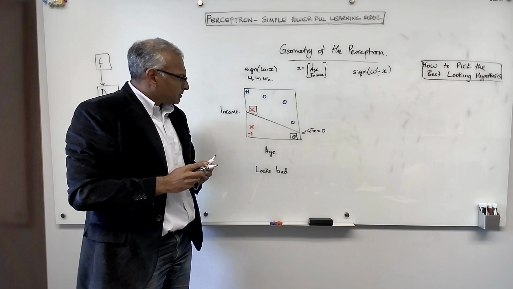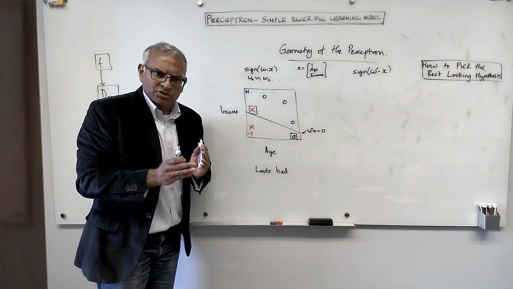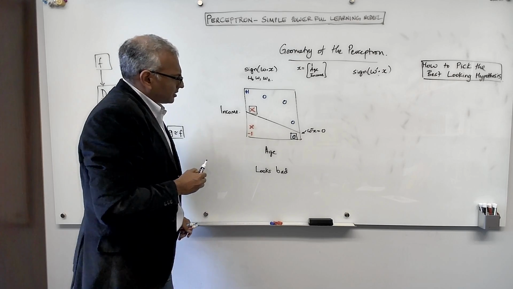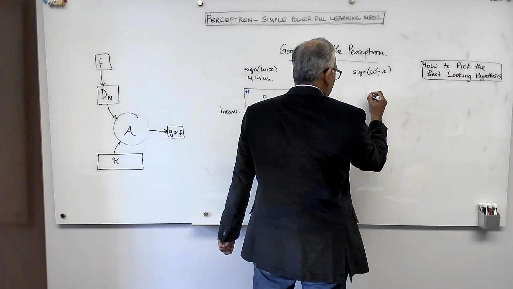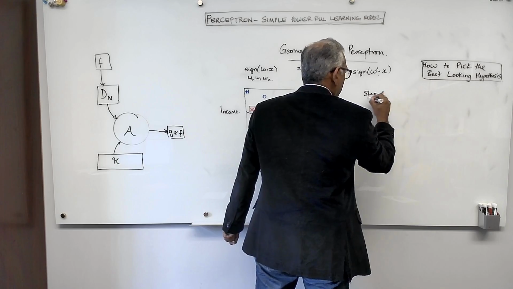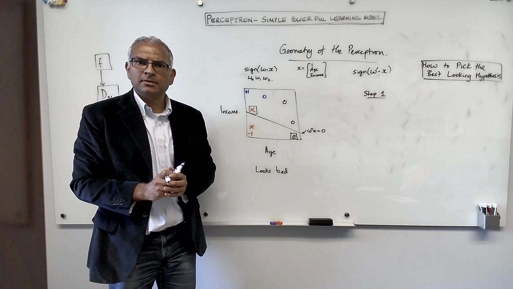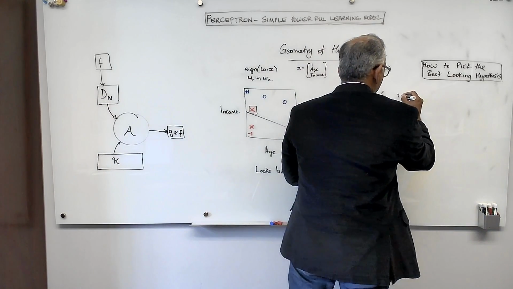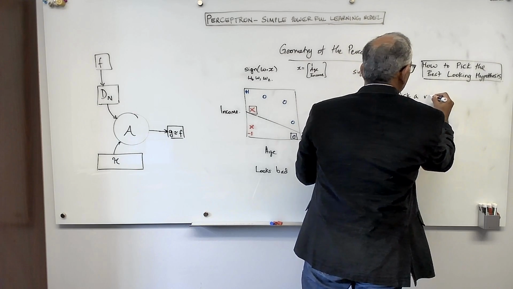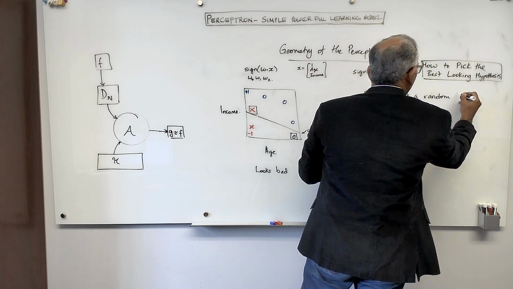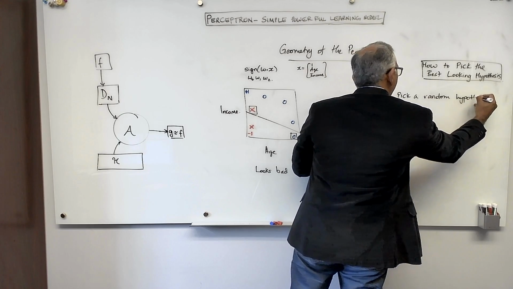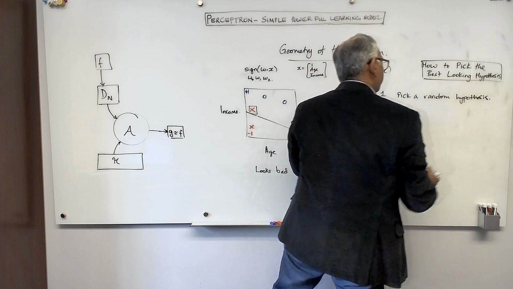Okay, so here's the basic idea we're going to try to implement. So, step 1. Pick a random hypothesis. For example, this one. Okay. Pick a random hypothesis.